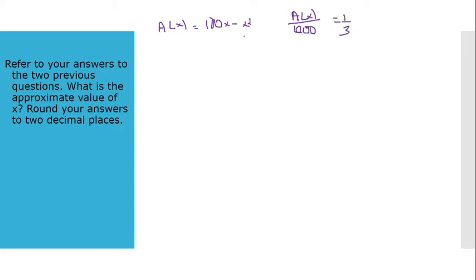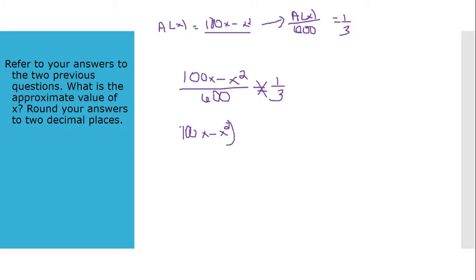So I'm going to take my area formula here, plug it into my equation there and solve for x. So I'm going to have 100x minus x squared divided by 600 equals 1/3. Now to solve this, I'm going to cross multiply. So 100x minus x squared times 3 equals my 600 times 1.